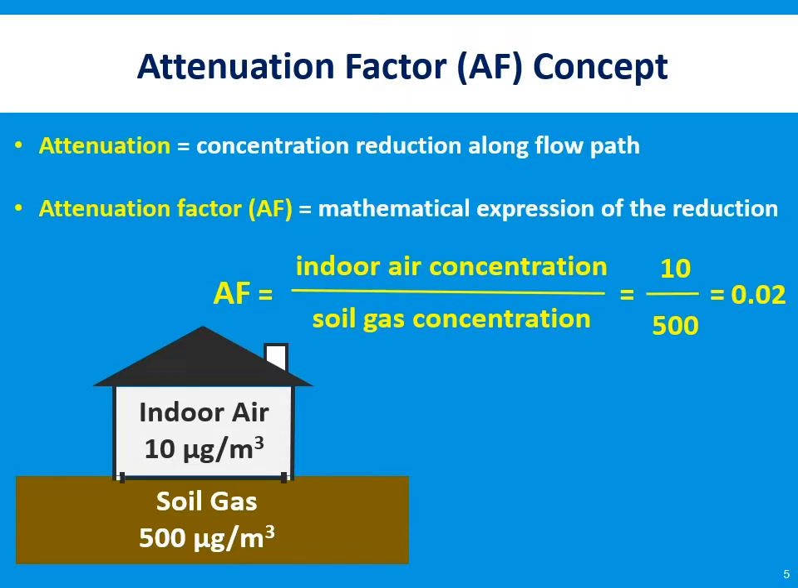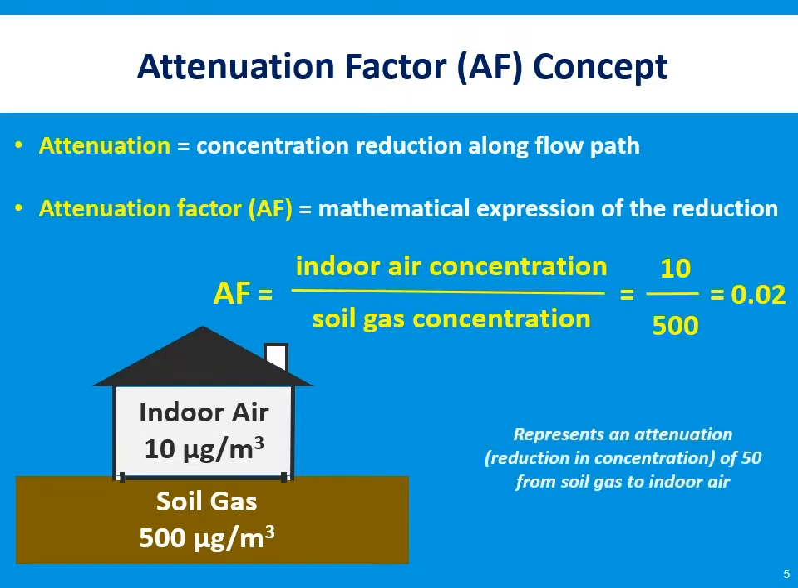Attenuation is the concentration reduction along the flow path. The attenuation factor is the mathematical expression of this reduction. In this example, the concentration in soil gas is 500 micrograms per meter cubed. In indoor air, the concentration is 10 micrograms per meter cubed. The attenuation factor is defined as the concentration in indoor air divided by the concentration in soil gas, or 10 over 500, which equals 0.02. This represents an attenuation or reduction in concentration of 50 times between soil gas and indoor air.